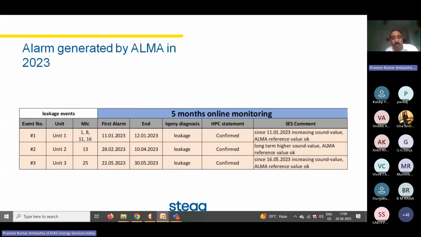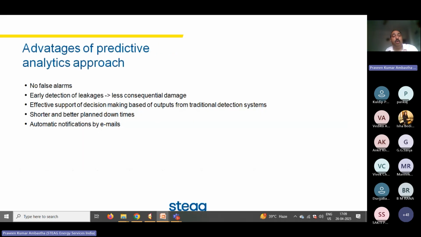There are some studies where we got an alarm, but the difference between the feed water and the mainstream was not too much, and with the help of this module we were able to find out that yes, there was damage. So the advantages are that there is no false alarm, early detection of the leakage, and then the damage will be less. It also helps us make our decision based on technology.